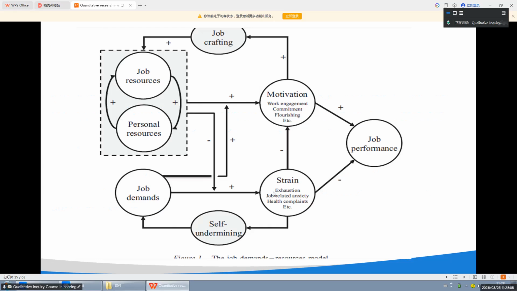So resources influence motivation, and motivation may reversely influence your resources. So this is a spiral cycle, a positive spiral cycle. And this is a negative one. So these are bidirectional relationships. Now you understand more about the framework.